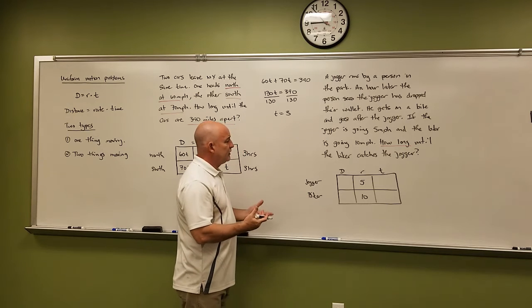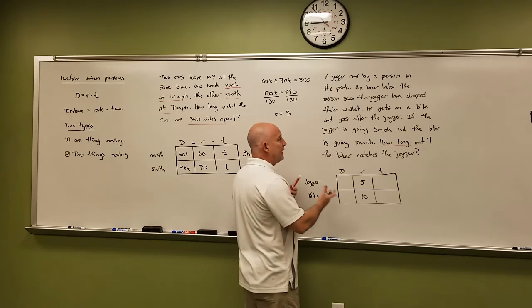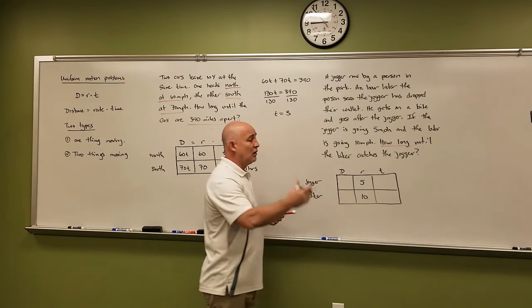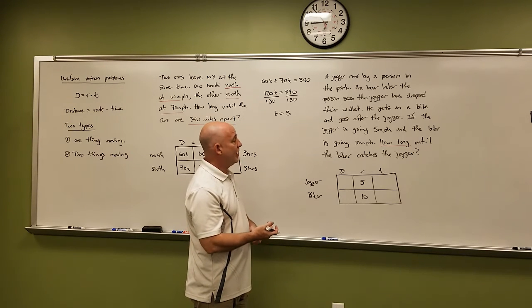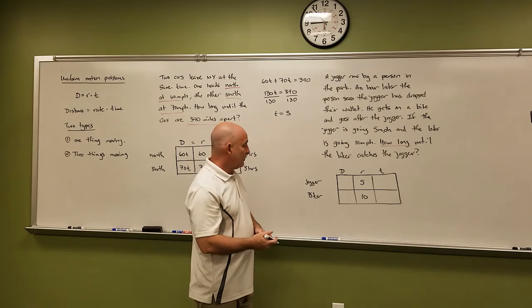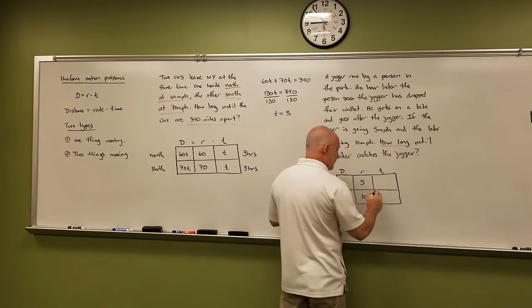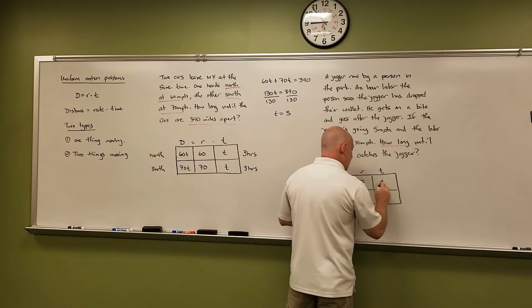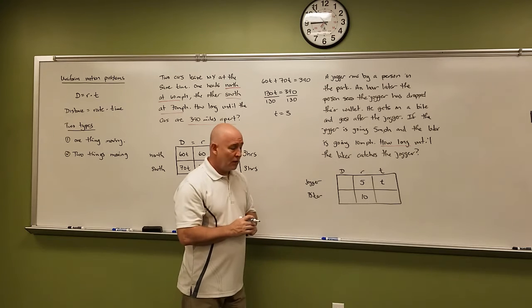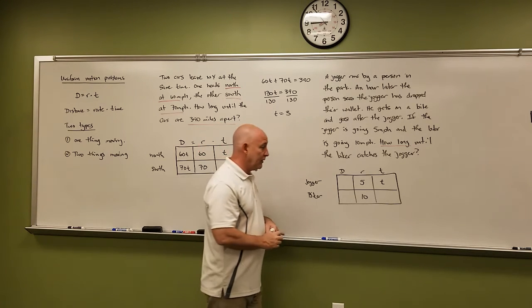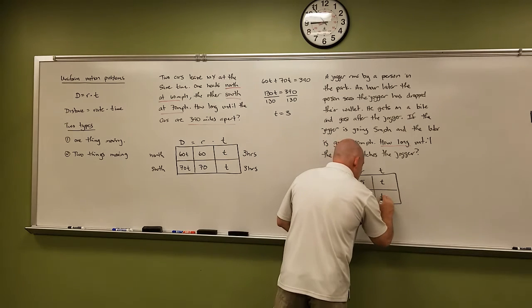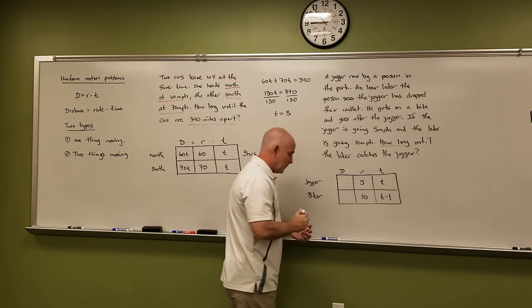Now, this is slightly different from the other one because they didn't start at the same time, right? The jogger was already jogging, and an hour later, the biker decides to go after him. So since we don't know anything about how long the jogger jogged, we could call that T. Now, since the biker left an hour later, he traveled one less hour of time. So this would be T minus 1.